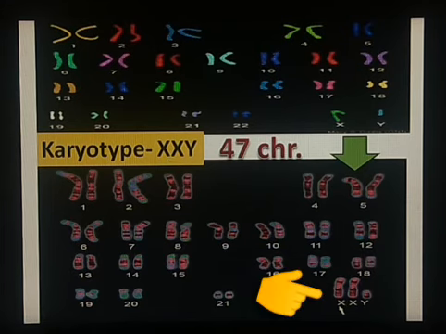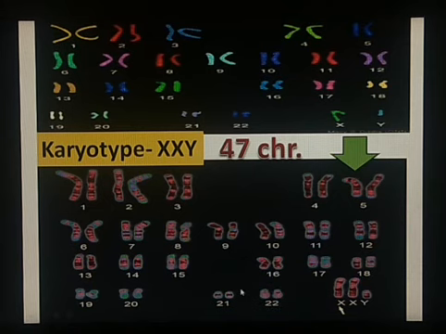So, Klinefelter syndrome is caused by the presence of one extra chromosome, that is an X chromosome, in males, including the other X and Y chromosome, leading to karyotype XXY. So, therefore, the number of chromosomes will be 47. Here the extra chromosome is present in the sex chromosome and not in the autosomal.